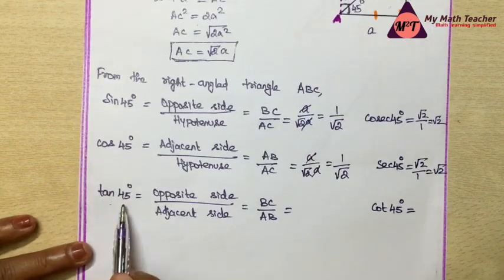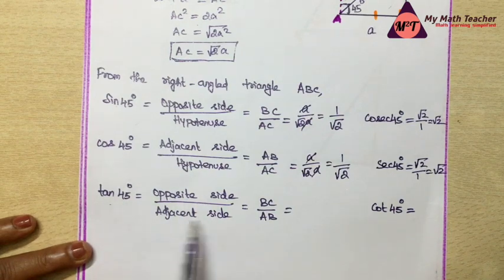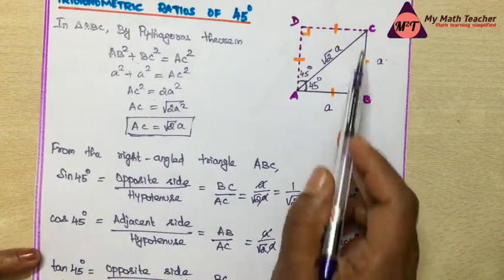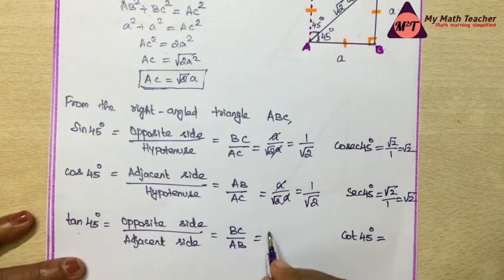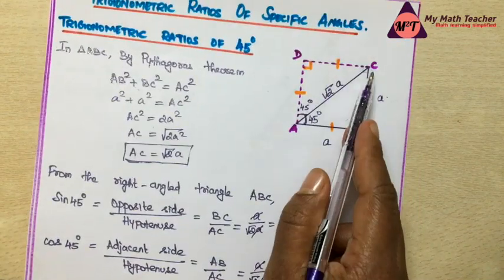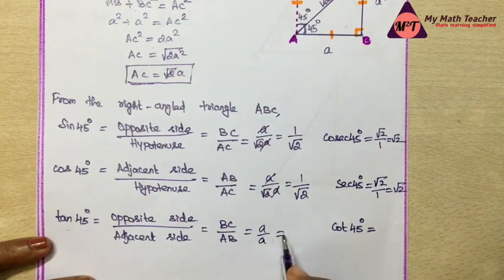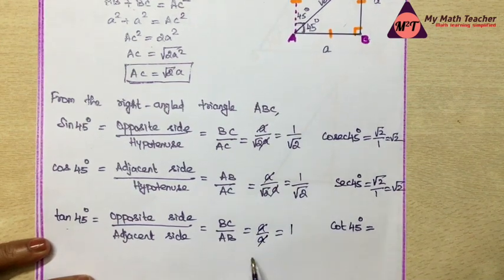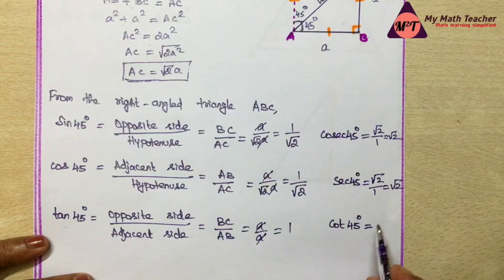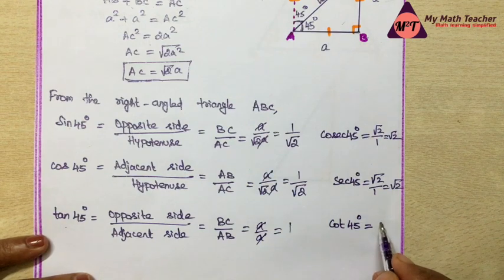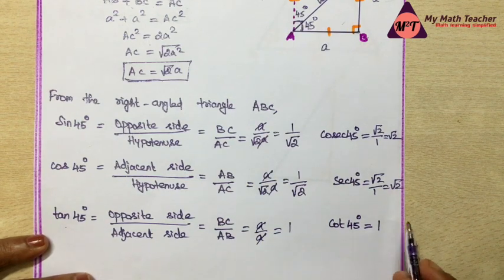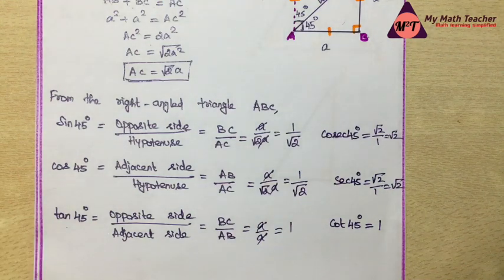Now, tan 45 is opposite side by adjacent side. As we know, that is BC by AB, where BC is A and AB is also the same value. When you divide A by A, we get the answer as 1. Cot 45 is the reciprocal. So, the reciprocal of 1 is also the same number, 1. So, these are the values of the ratios when the angle is 45 degrees.